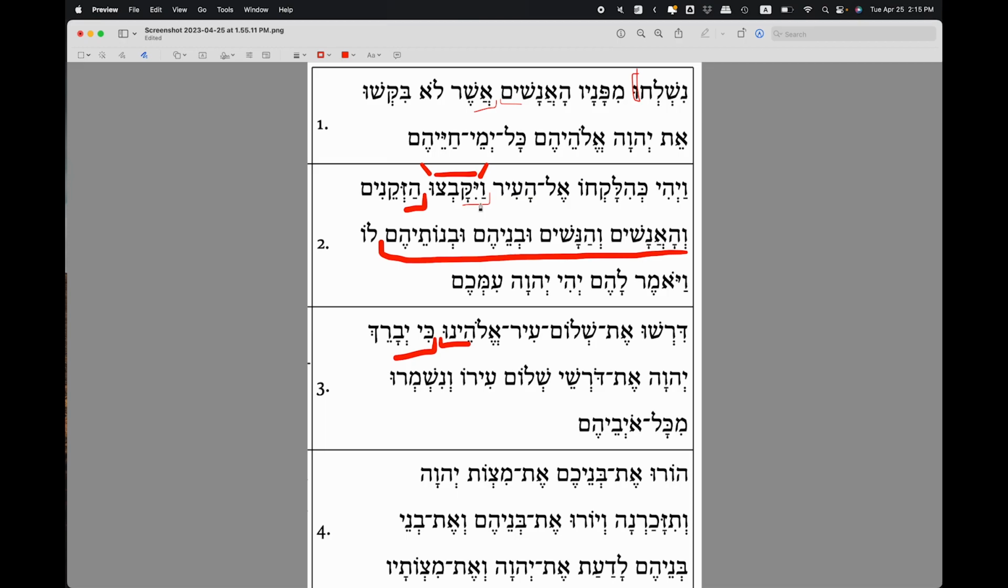So who were gathered? The elders, you could say the old men if you wanted to, but the elders and the men and the women and their sons and their daughters were gathered.